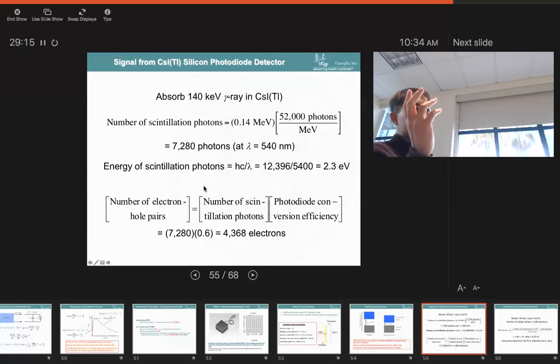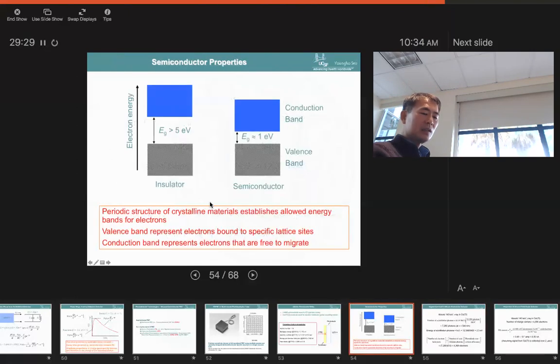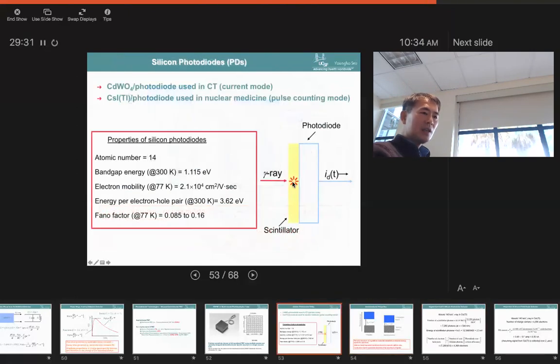And then within the silicon photodiode, we want to calculate the number of electron hole pairs, what kind of charges, right here, from scintillation light coming into the photodiode. We want to know the charge, like the electron hole pairs created from the interaction of the scintillation photon with the silicon there. That's what we want to calculate.